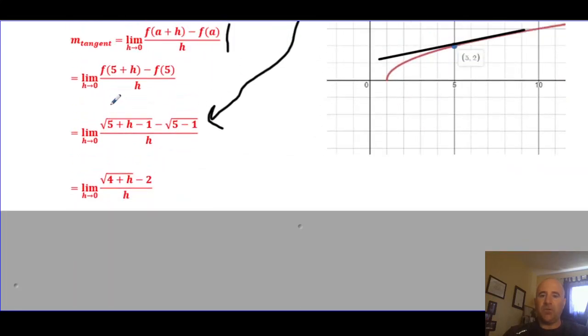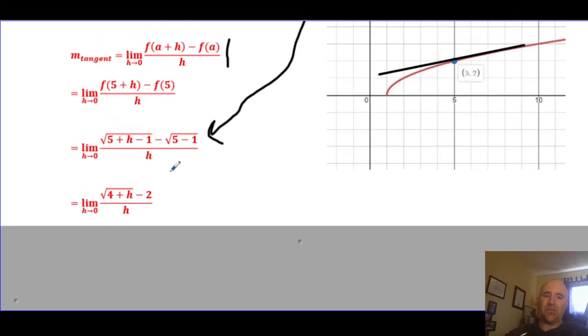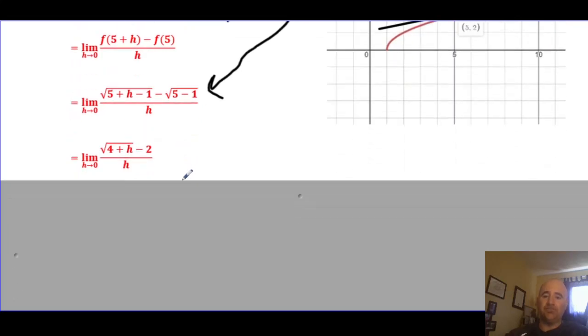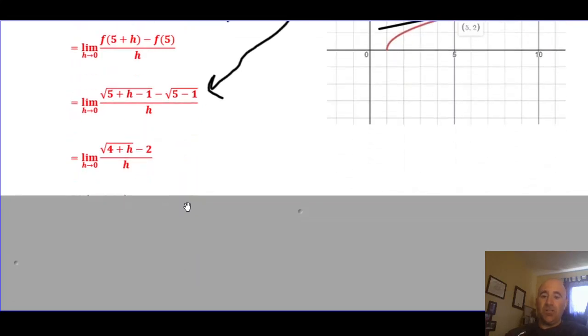And then what we get when we do 5 plus h minus 1 is the square root of 4 plus h. It's not the square root of 4, which is 2. It's the square root of 4 plus that h value that's getting smaller and smaller. And now we need to figure out how this behaves as h gets really, really small. Notice again, you can't plug in h equals 0. If you plug in h equals 0, you'd have the square root of 4, which is 2, minus 2. You'd have 0 divided by 0, which is called indeterminate. It doesn't tell you anything. You can't divide by 0, and you certainly can't have 0 over 0.